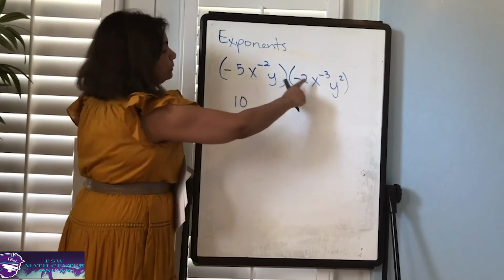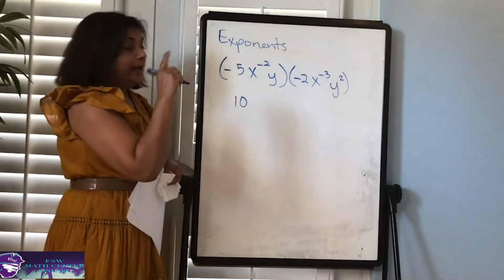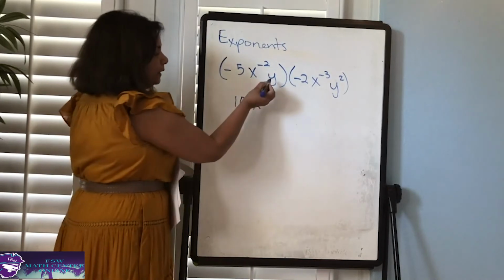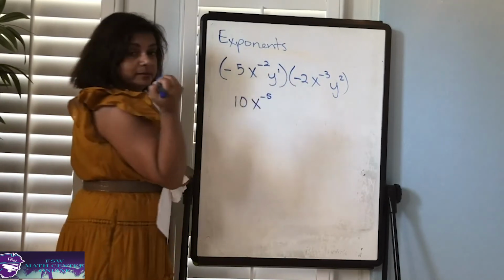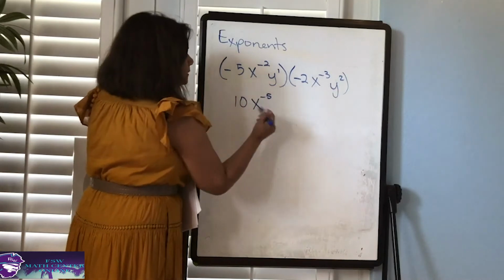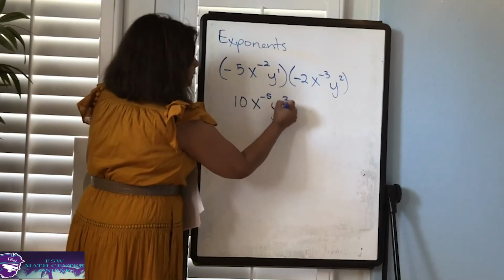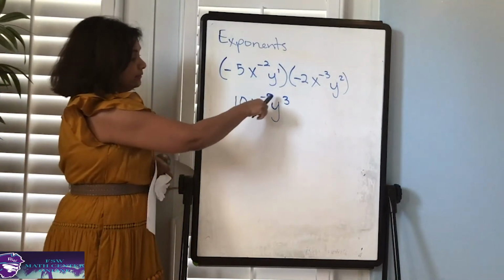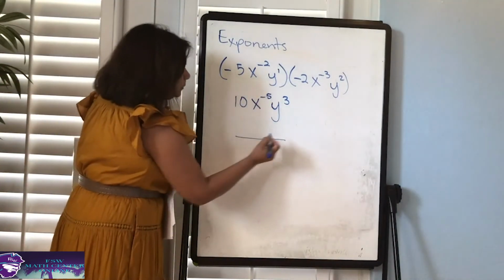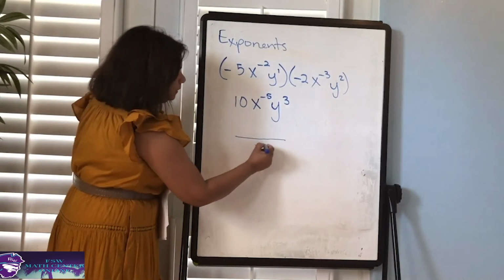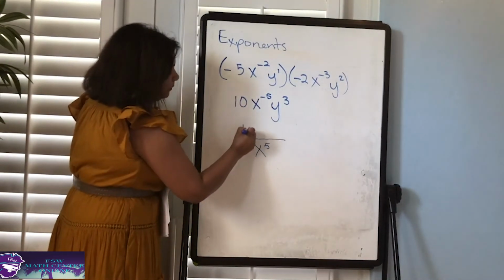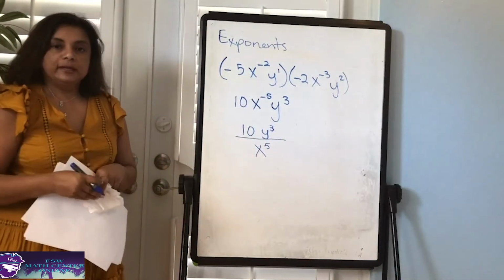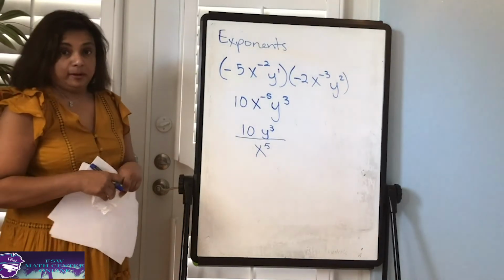X to the negative 2 and x to the negative 3, if I add those, that's going to give me x to the negative fifth power. Then y to the first, so again, there's a 1 understood here. Y to the first times y to the second gives me y to the third. Now we know that we cannot leave the answer like this because there's a negative exponent. So to make that exponent positive, we're going to move it to the bottom or the denominator, and we have the 10 y to the third on the top. Okay, so that kind of takes care of exponent problems.